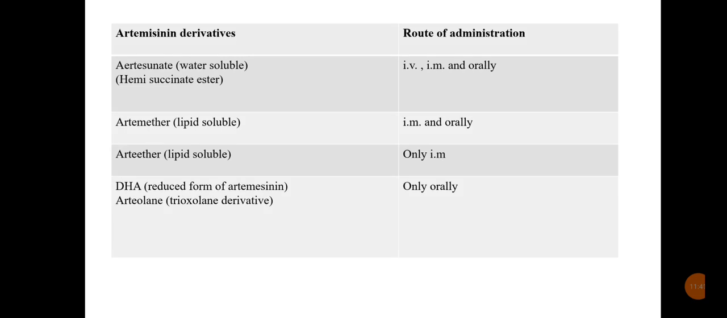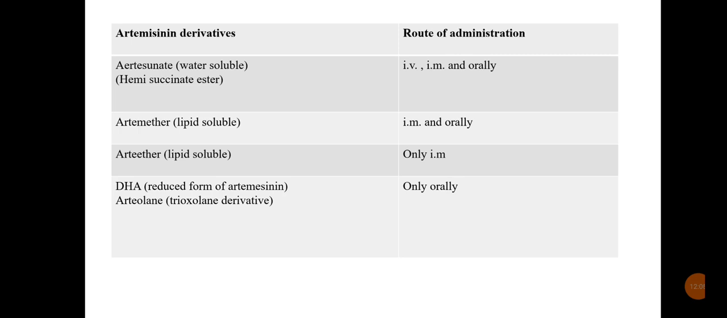So let's see what are the different routes of administration of the artemisinin derivatives. The first derivative is artesunate, also called the hemisuccinate ester. Very, very important: hemisuccinate ester. The only drug from the artemisinin derivatives that is a hemisuccinate ester is artesunate, and it is water soluble. That point is also very important. It is given by the IV route, IM, and orally.